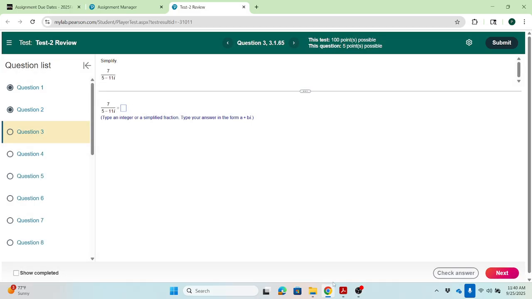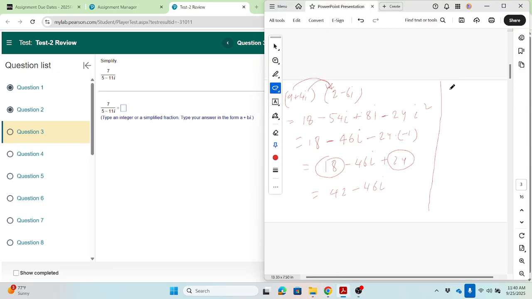Okay, divide. Whenever you have a complex number on the bottom part, which is 7 over 5 minus 11i, and you have to write it down in terms of a plus bi, always multiply the top and bottom by the conjugate of that complex number. In this case, the conjugate of 5 minus 11i is 5 plus 11i. So on the top, distribute 7, which is 7 times 5 is 35, 7 times 11 is 77i. And on the bottom, because we're multiplying the conjugates, it would be 5 squared plus 11 squared.